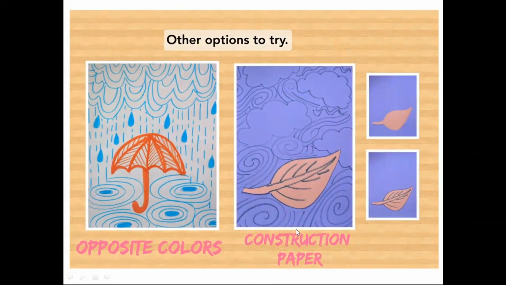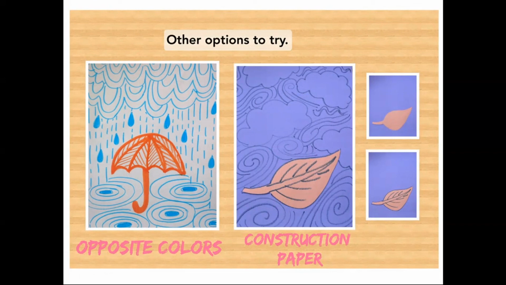If you're feeling extra creative, or maybe you didn't have the same materials that I had, here's some other options to try. The first one, I used color markers. Instead of black and white background, I have a blue and white background. And then I made my object a color too. Can you guess which colors were warm, which colors were cool? Those were opposite colors to create contrast too.